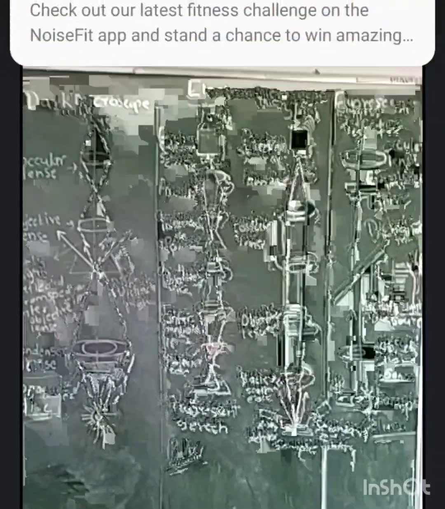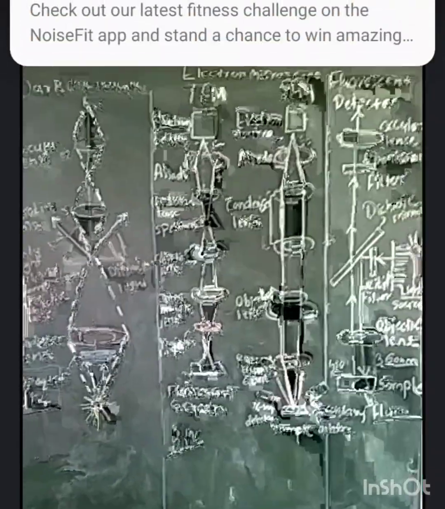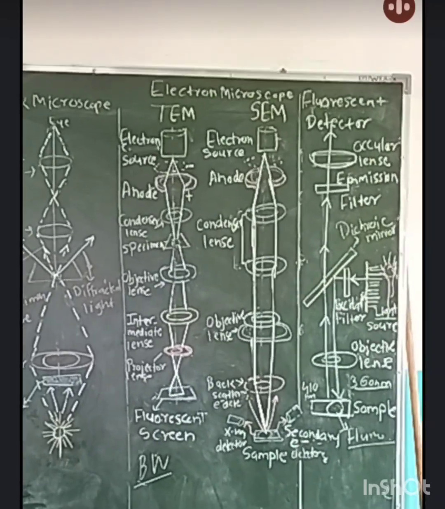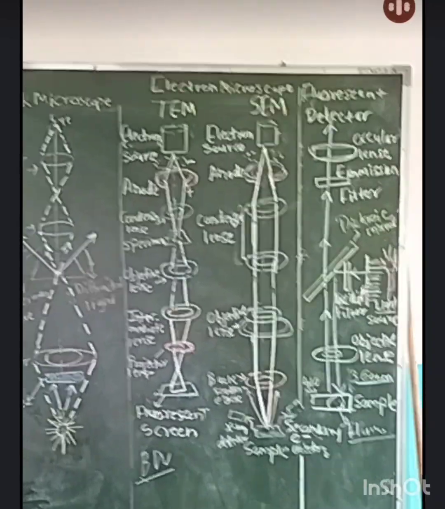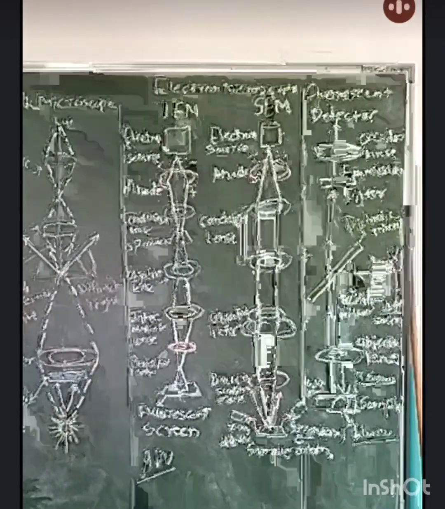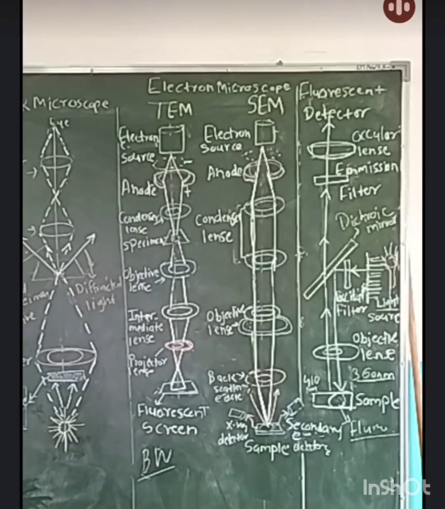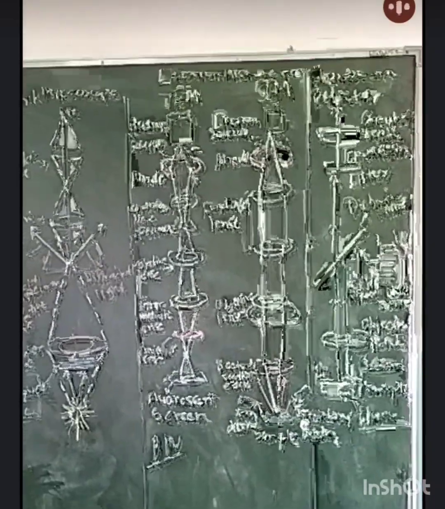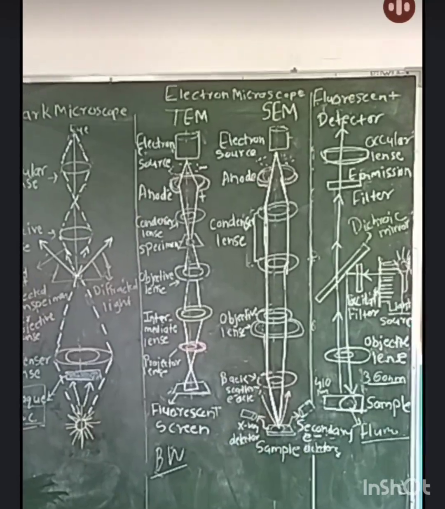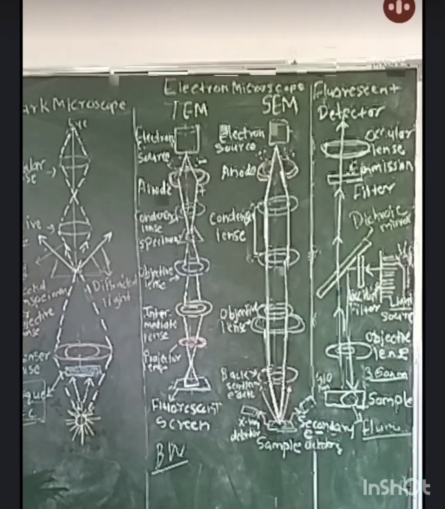Next we have learned the electron microscope and the fluorescent microscope, which have the light source at a different site. In the case of the electron microscope, the source of the rays, that is electron rays, is at the top of the instrument, where the electrons pass first through an anode where an electromagnetic field is formed, then the condenser lens, which we can also call an electromagnetic lens.